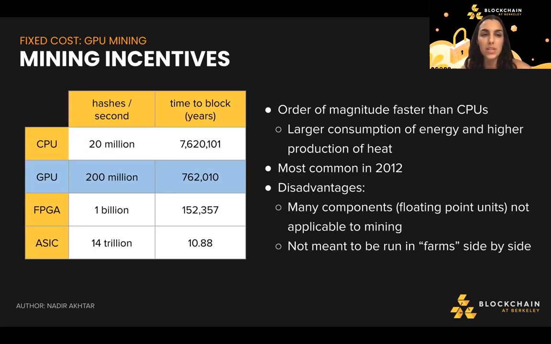GPUs weren't specific enough to mining, and they weren't really meant to be run in farms as mining farms became more of a thing, side by side each other. And then also, since it's an order of magnitude faster than a CPU, it's going to take 762,000 years to mine a block, which sounds like a long, long time, but it's still faster than CPU.